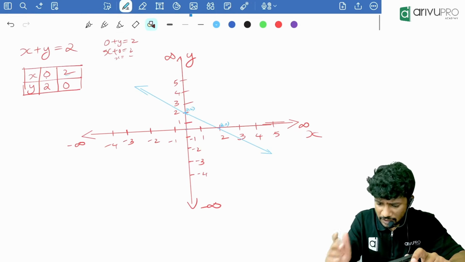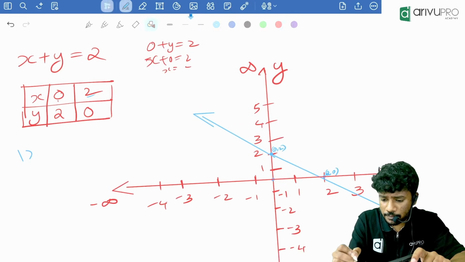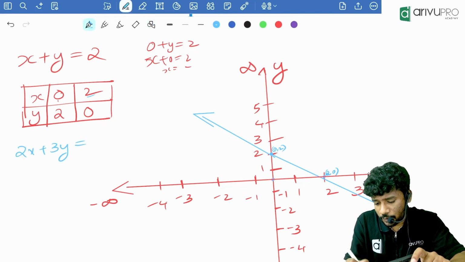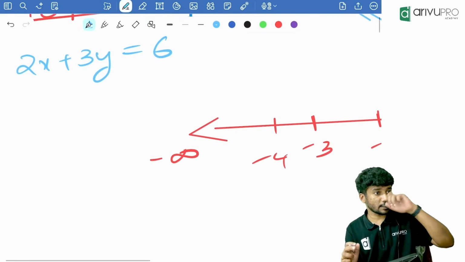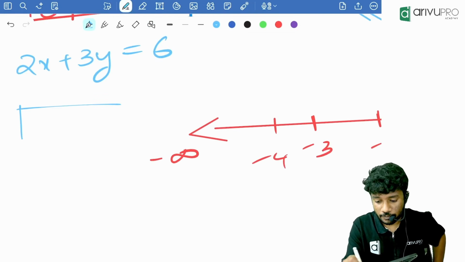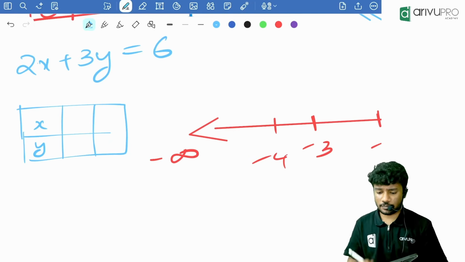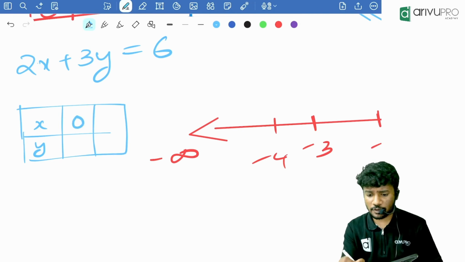Draw me the graph. In the same graph, draw the graph of 2x plus 3y is equal to 6. Can you draw me the graph of this line segment? How will you draw? X is there, y is there. Now, put x is equal to 0. When x is equal to 0, y is equal to how much?